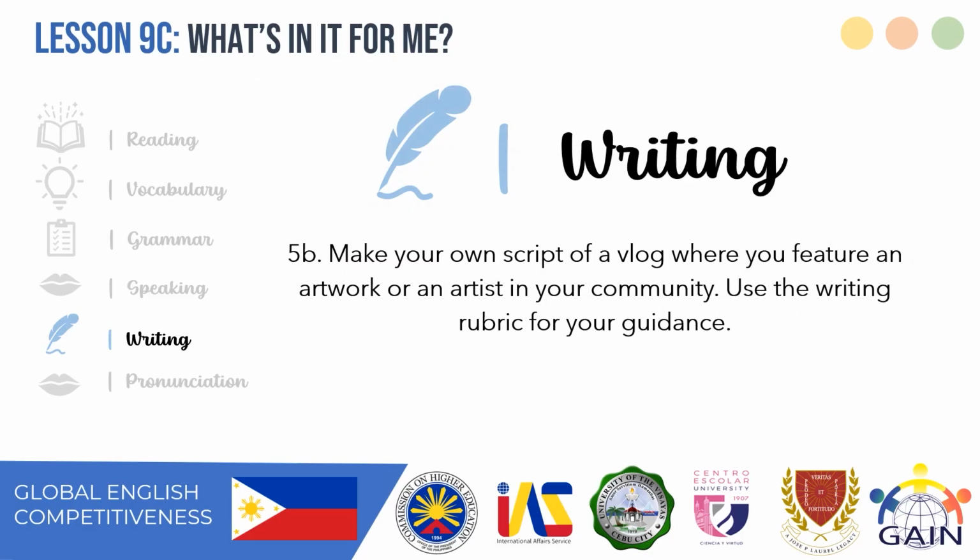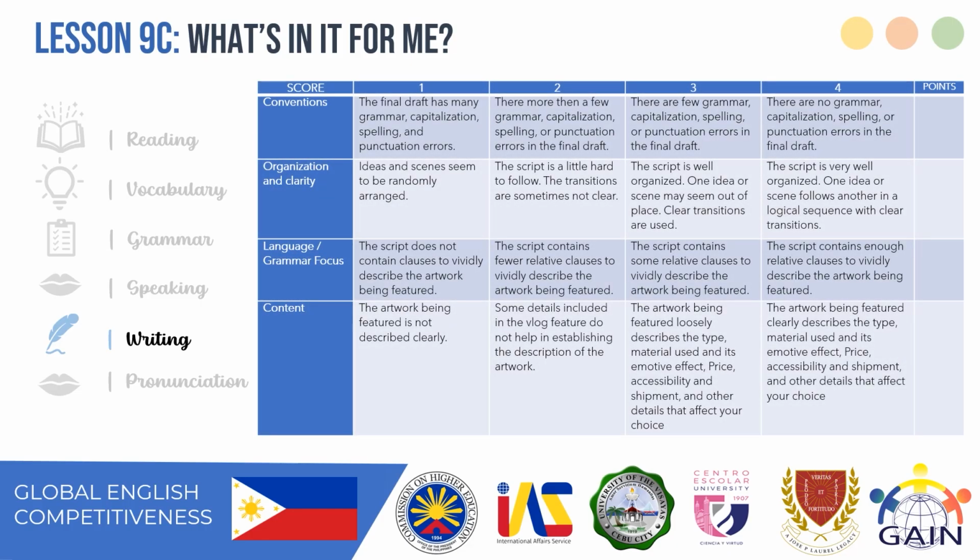This time, make your own script of a vlog where you feature an artwork or an artist in your community. Use the rubric for your guidance. After working on your script, use your preferred AI tool to improve it. Edit as needed. Pause the video and start working on this activity.